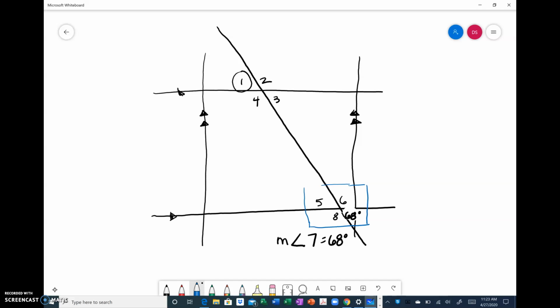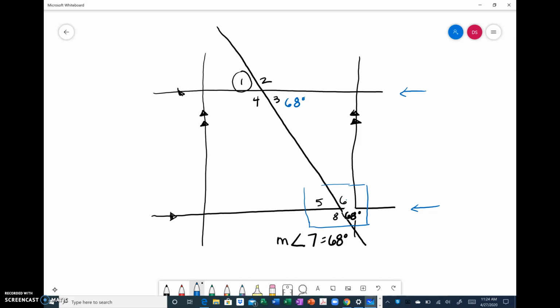Now, you should know the measure of angle 3 because it does correspond to angle 7. What is the measure of angle 3? It is 68 degrees because it's in an intersection formed by a line that is intersecting parallel lines. Okay? So 3 and 7 are corresponding, 2 and 6 are corresponding, 1 and 5, 4 and 8. Okay?